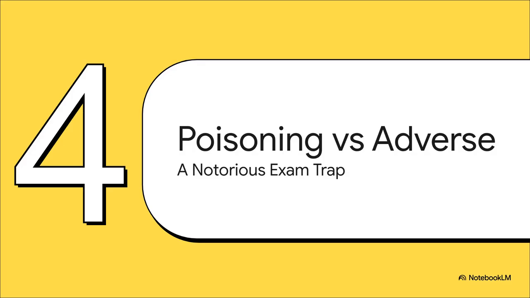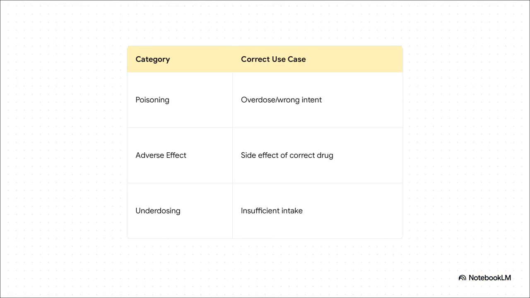Let's move right into our next section, poisoning versus adverse effects. This is a notorious exam trap, so pay close attention. Clearly separating these 3 buckets is absolutely vital. Poisoning means something went wrong with the usage itself. It's an overdose, the wrong drug, the wrong substance, or the wrong intent. An adverse effect, however, means the patient did everything perfectly right. The drug was prescribed correctly, taken correctly, but a bad side effect still occurred anyway. And underdosing? Well, that means taking less than prescribed, which leads to a relapse or a worsening condition. Make sure you keep these categories locked in.